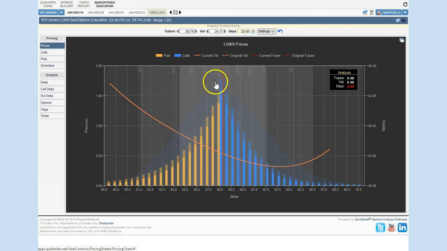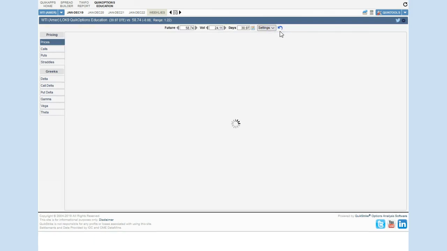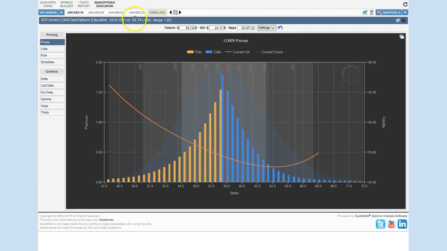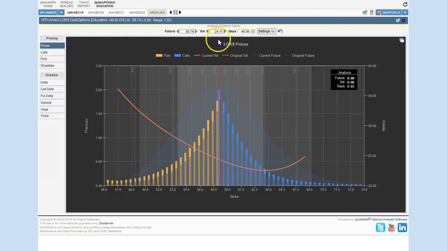So our theta, or our decay, is greater around here than it is on the wings, the calls that are further away from the current futures price. Okay, so let's clear that out. And now, even though May is 31 days to expiration, we could say, well, what did it look like when it was 40 days to expiration, given that the future and the volatility haven't changed? We see that the prices are higher. So more time adds to the premium, less time takes away from the premium.